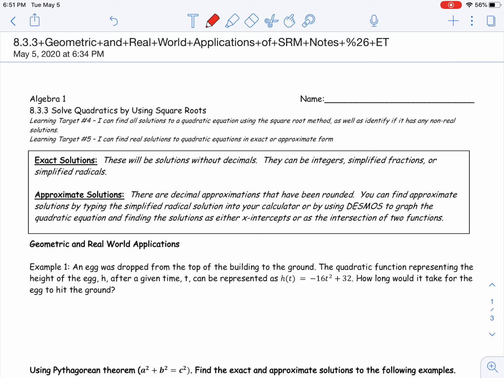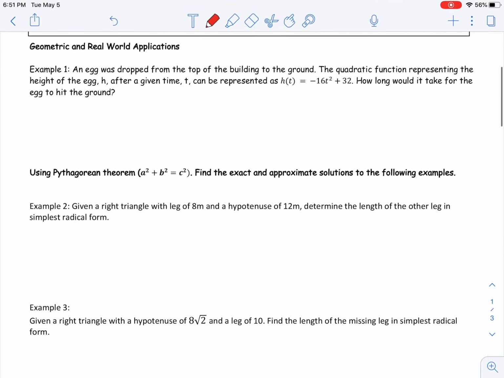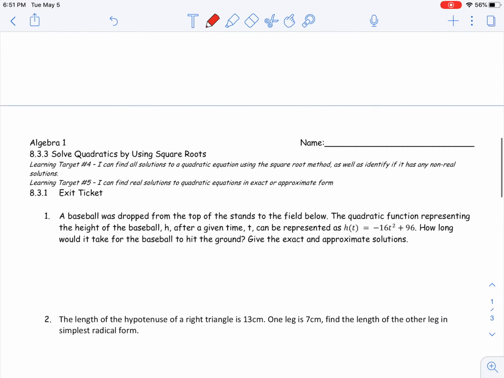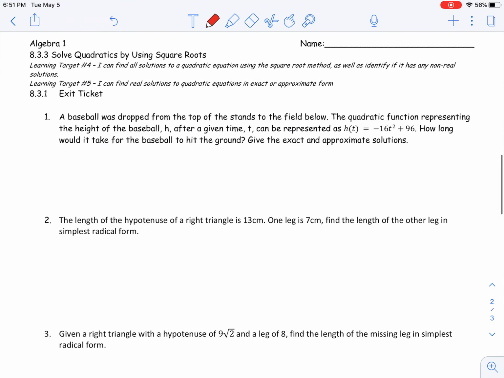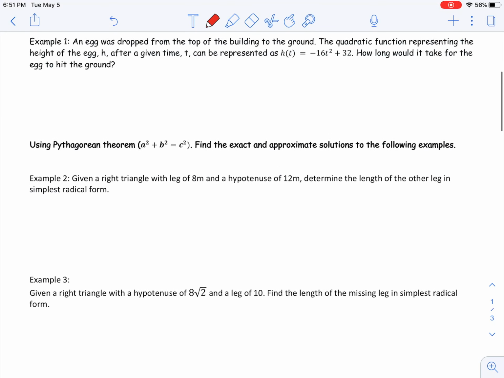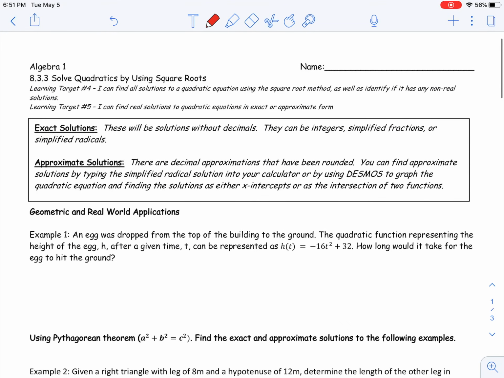And today we're going to look at still solving quadratics using square roots, but a couple things of focus. First of all, today we're going to work on word problems. I'm going to go through 4 examples, including Pythagorean theorem that hopefully you recall from before. And also, we're going to talk about exact and approximate solutions.